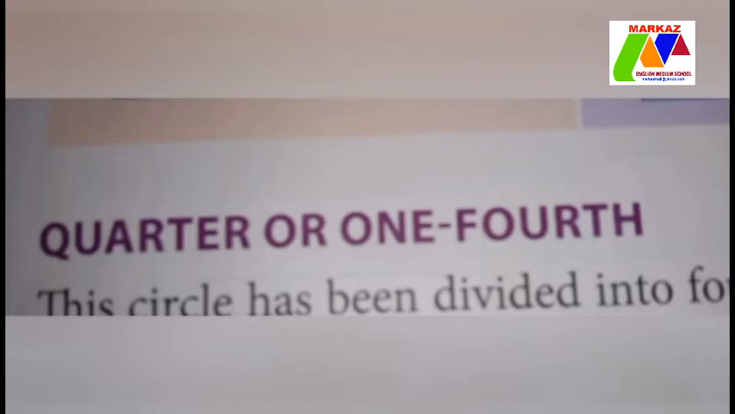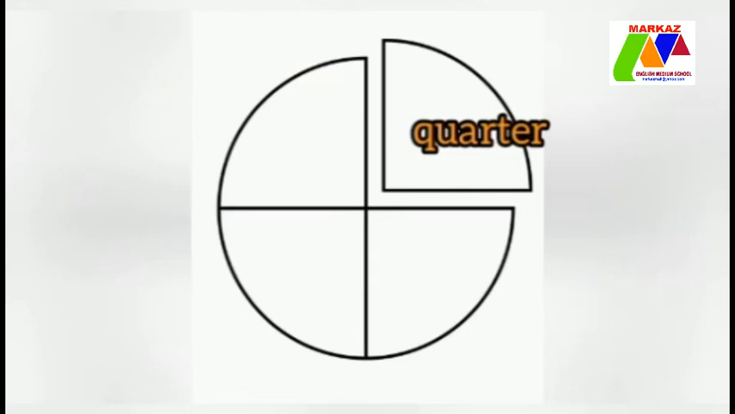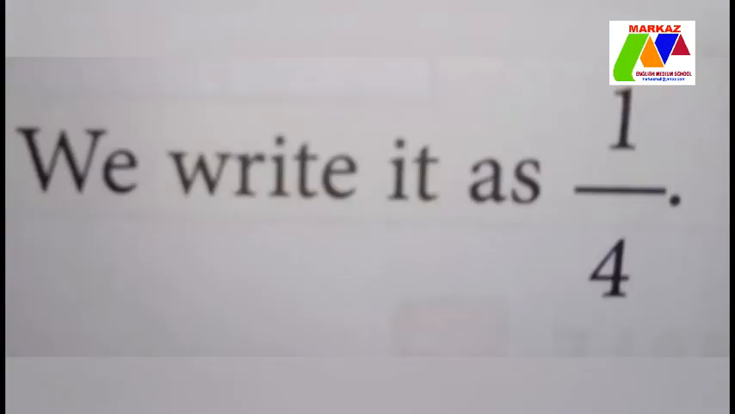Now we will discuss quarter or 1/4. When something is divided into 4 equal parts, we call them fourths or quarters. One part out of 4 equal parts is 1/4. We can write a quarter as 1 by 4.